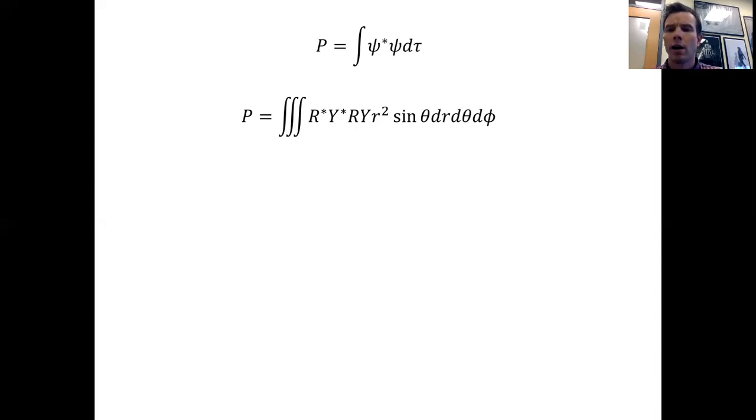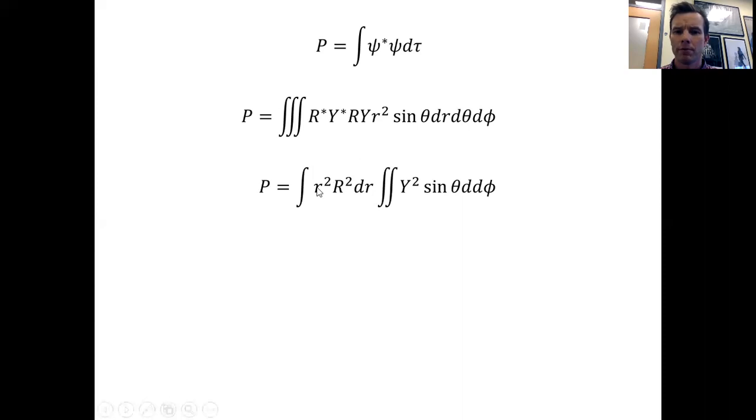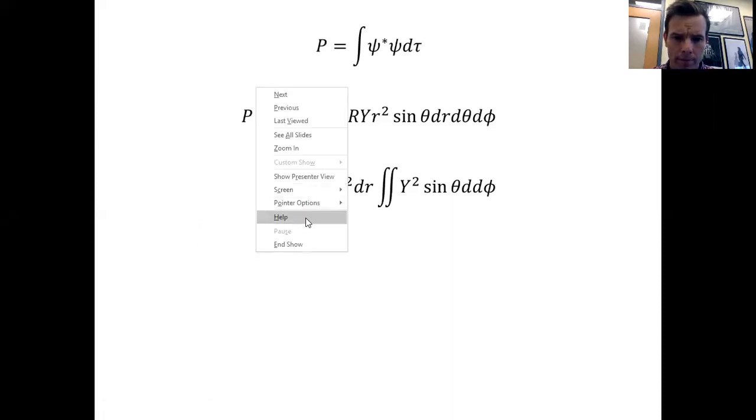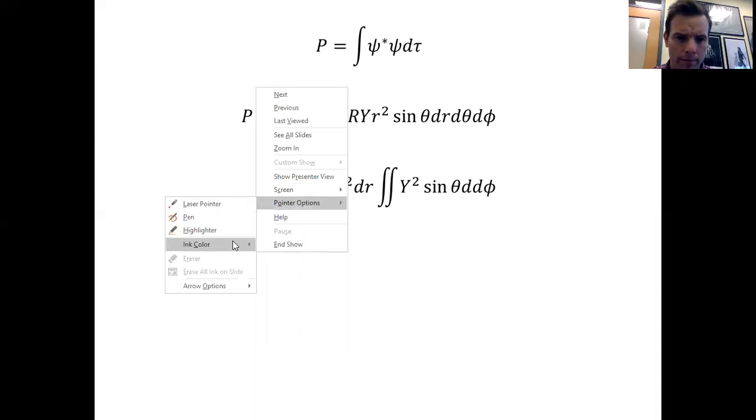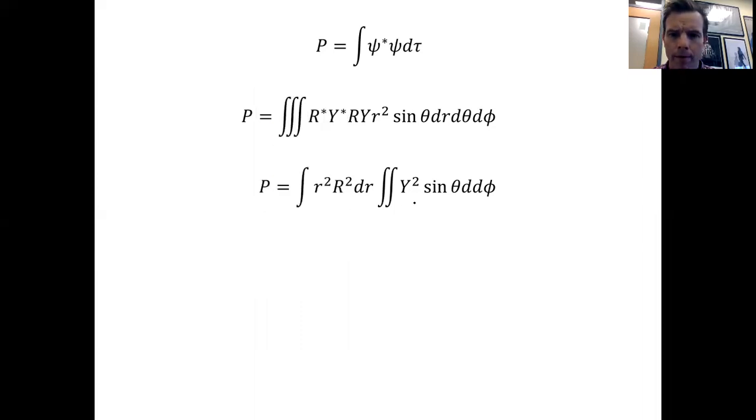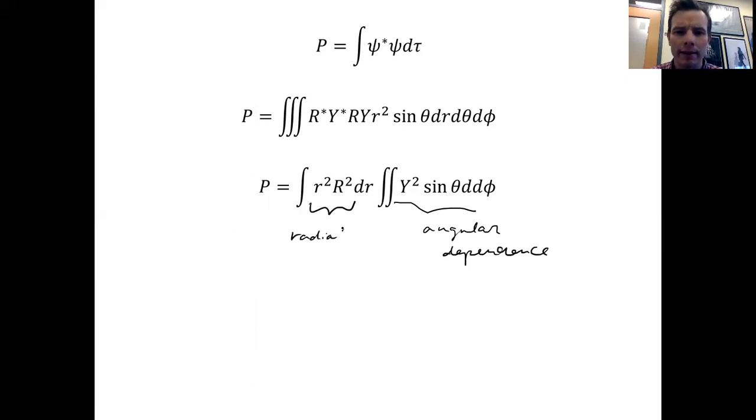My wave function is R times Y. So I get psi star psi, and then my volume element is r squared sine theta dr d theta d phi. You then group your terms. All of my radial dependence here and all of my angular dependence here. This is describing the angular dependence. This, all that stuff inside here, is describing the radial dependence.